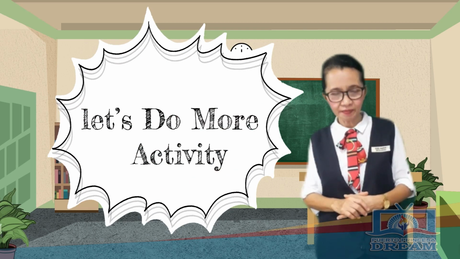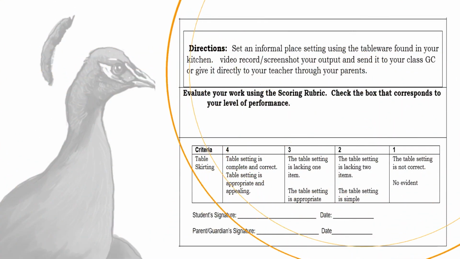Let's do more activity. Directions: set an informal place setting using the tableware found in your kitchen. Video record, screenshot your output, and send it to your class GC or give directly to your teacher through your parents. Also, evaluate your work using the scoring rubric. Check the box that corresponds to your level of performance.